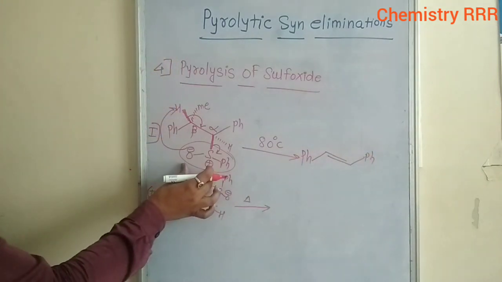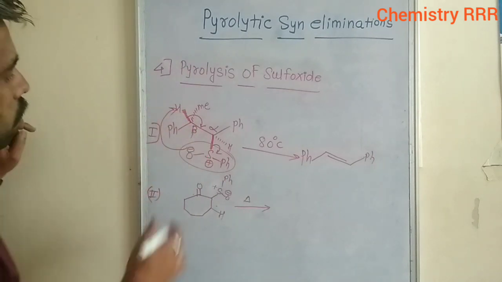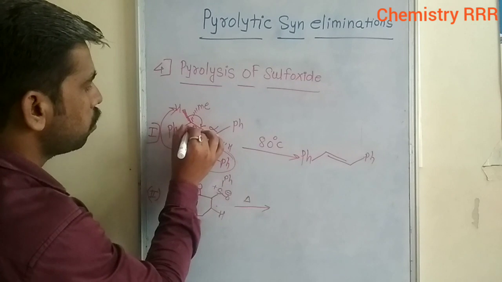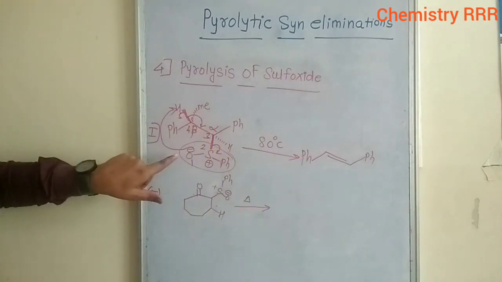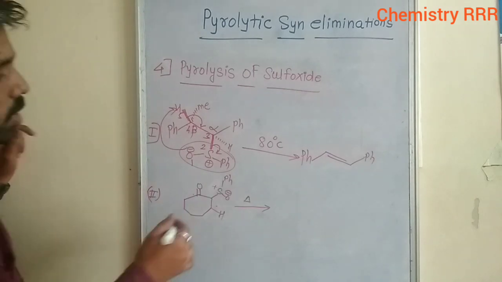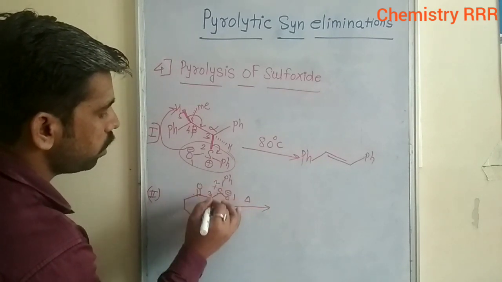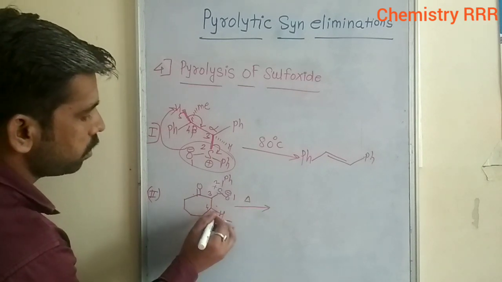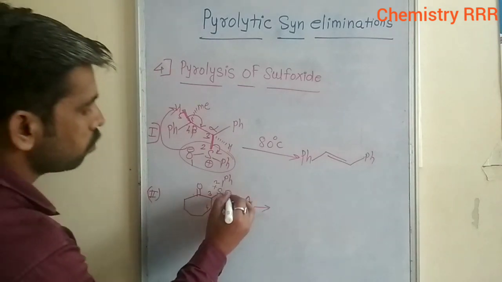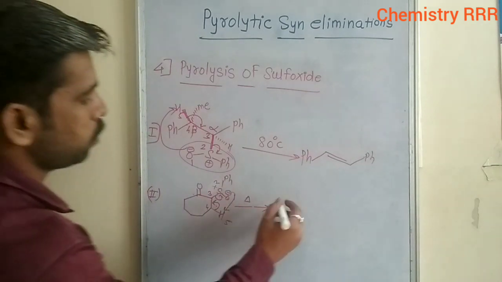Okay, this eliminating group and this hydrogen, they are cis to each other. Okay, so by involving the 5-member transition state 1, 2, 3, 4 and 5, we get this product. Now let's discuss second example. In this example also there is involvement of the 5-member transition state 1, 2, 3, 4 and 5, and this hydrogen and this eliminating group are cis to each other. So we get alpha beta unsaturated compound.